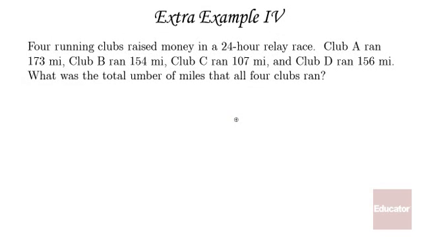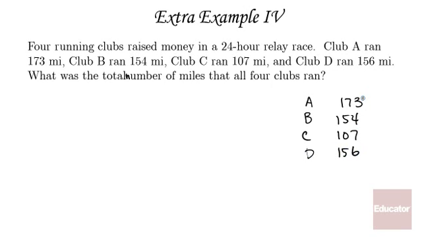4 running clubs raised money in a 24-hour relay race. Club A ran 173 miles, Club B ran 154 miles, and Club C ran 107 miles, and lastly, Club D ran 156 miles. What was the total number of miles that all 4 clubs ran? So let's start with A, 173, B, 154, C, 107, and D, 156.